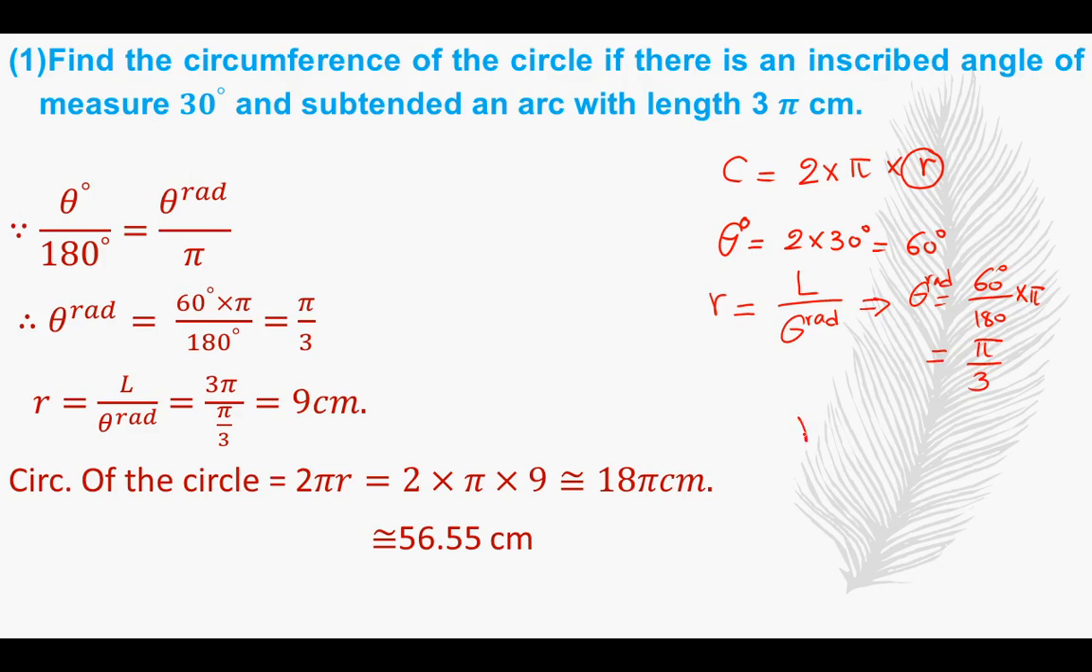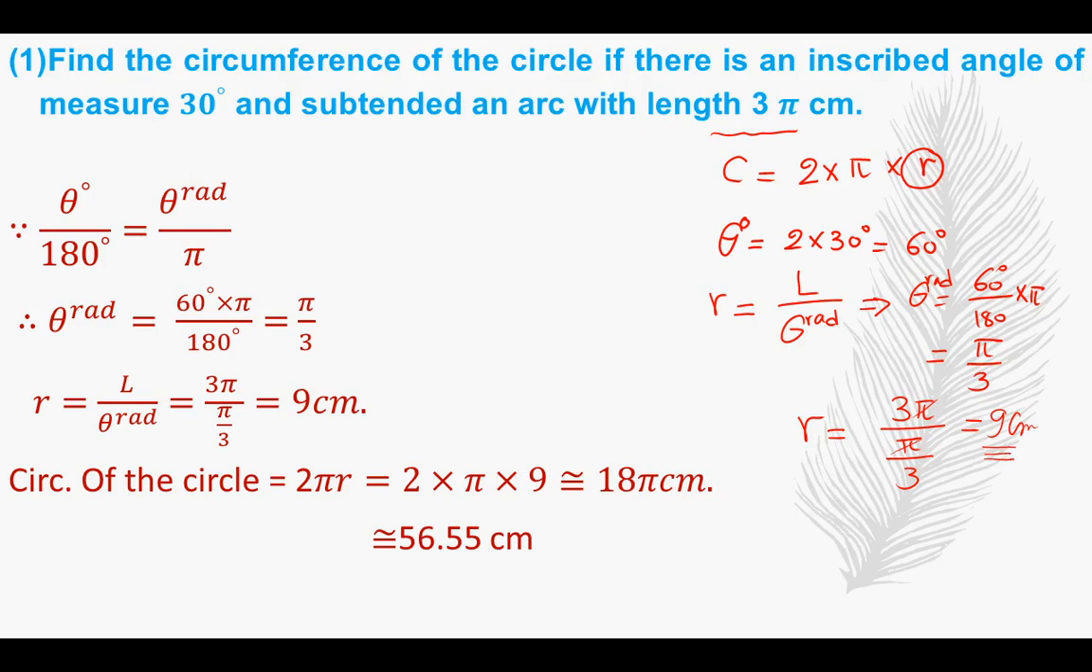Here to find r, which is the radius length of the circle, we use the length of the arc, and the length of the arc is given as 3π. So the length of the arc 3π divided by π over 3. Here π will cancel π, and the result will be 3 divided by 1 over 3, which equals 9 centimeters. So now the radius length of the circle is 9 centimeters.